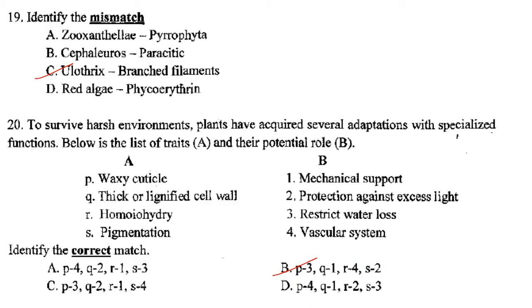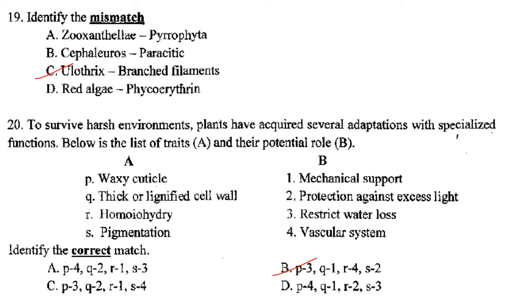Then identify the mismatch. Zooxanthellae, Pyrophyta, Cephalurus, parasitic, Eulothrix, branched filaments. They are not branched, they are unbranched filaments in Eulothrix. So answer is option C.